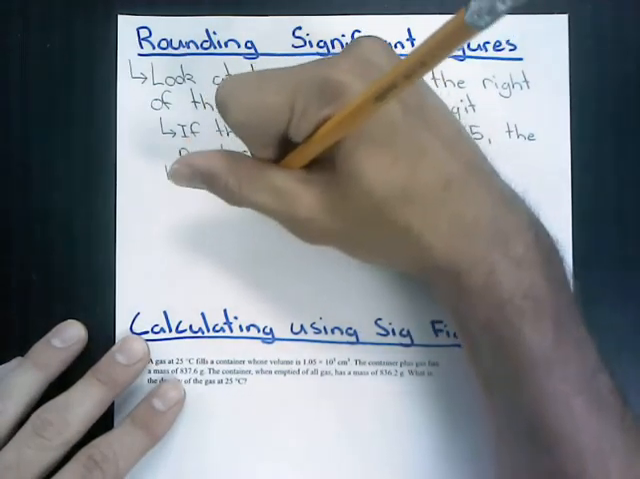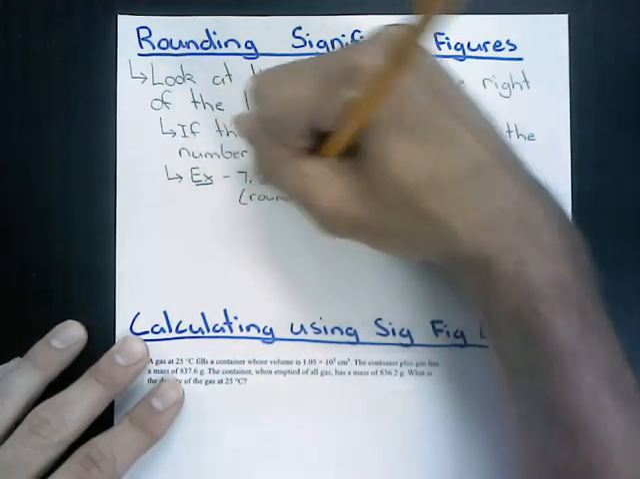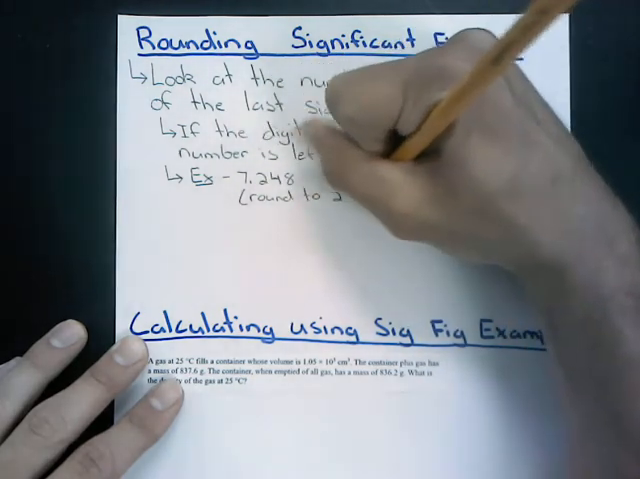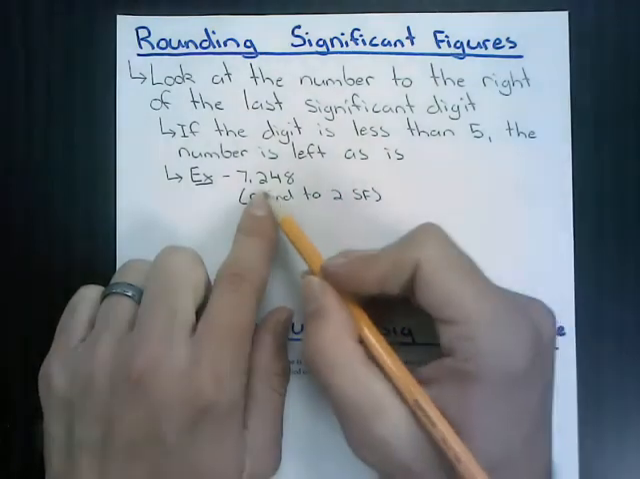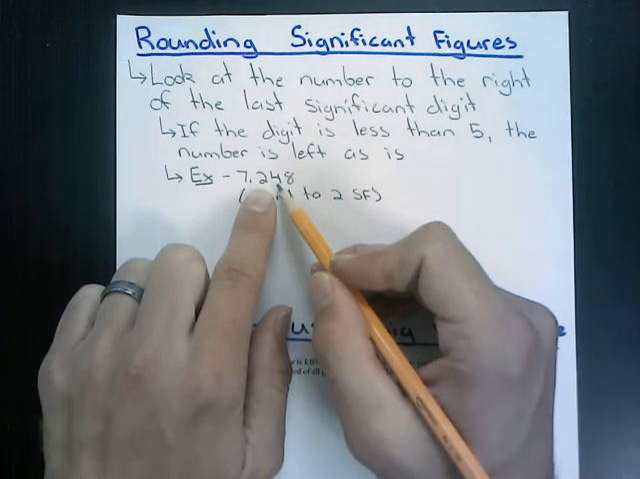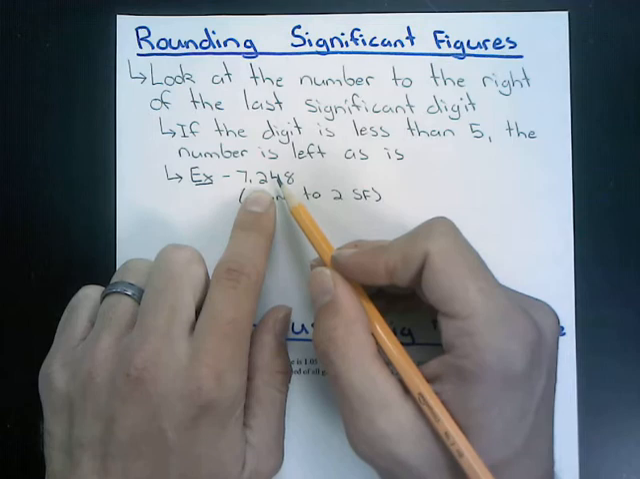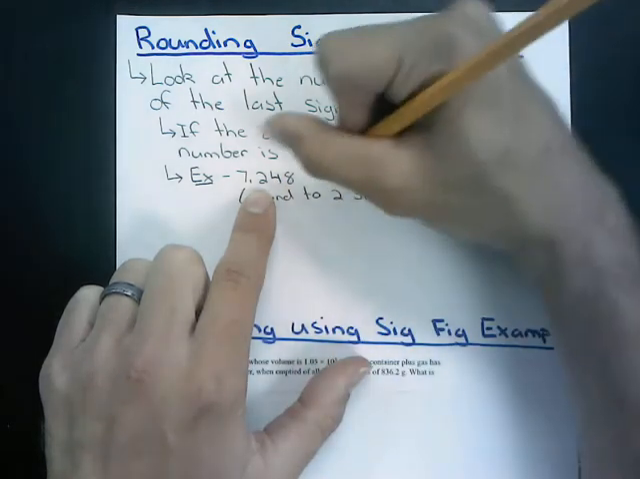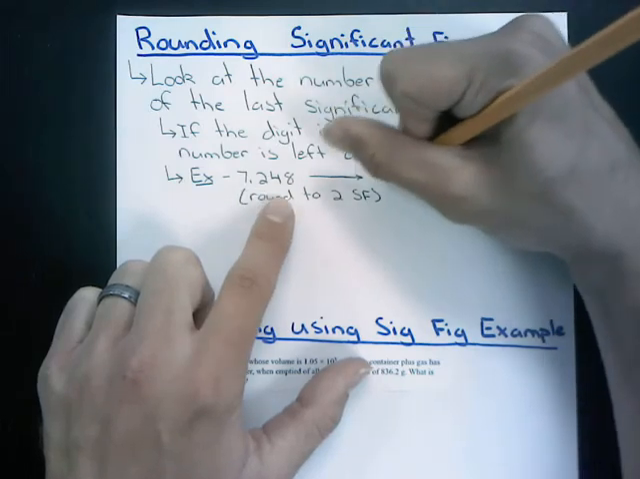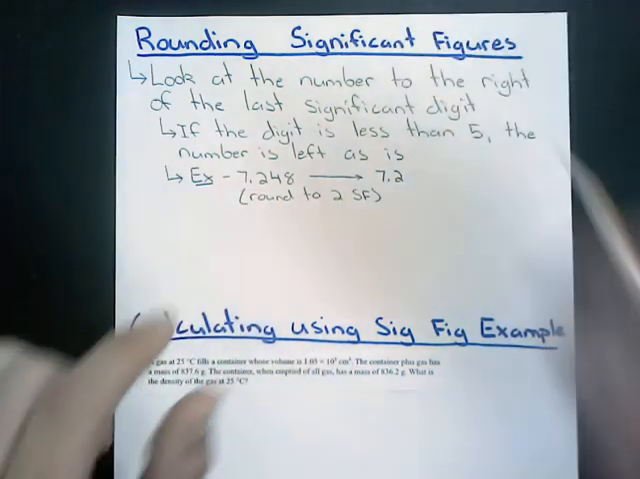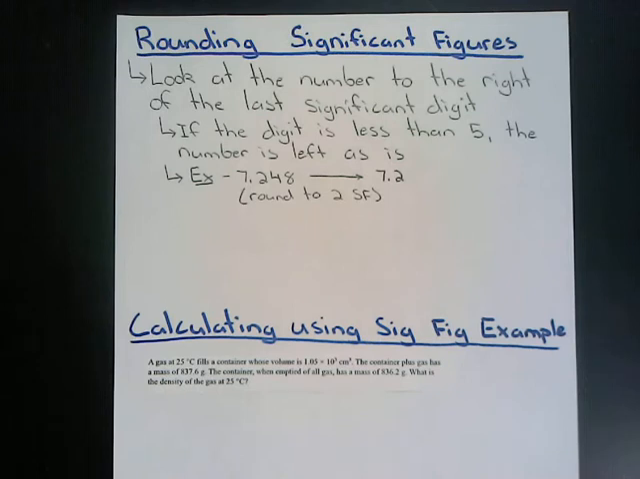So again, I'm going to say round to 2 SF for significant figures. We want to round 7.2. We look to the right. It is less than 5. So what this rounds to, I'm going to draw an arrow, is just 7.2. Now, if the digit is 5 or greater, the number is increased by 1.